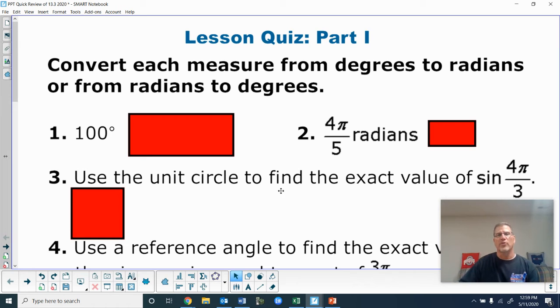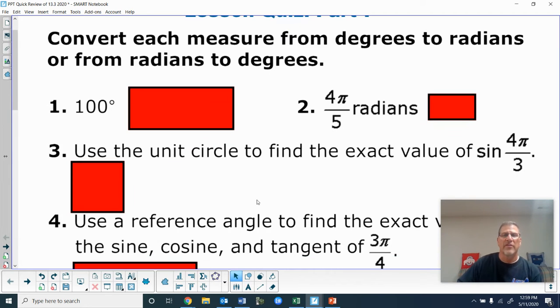So here's 4 problems we're just going to go over quickly. The first 2 is just converting from degrees to radians or radians to degrees. Number 1, we're going from degrees to radians. So that's when you multiply by pi over 180. And the way I like to do that is just make a fraction bar, division bar, and put pi next to that number, that degree measure, over 180. And then I'll just reduce that fraction.